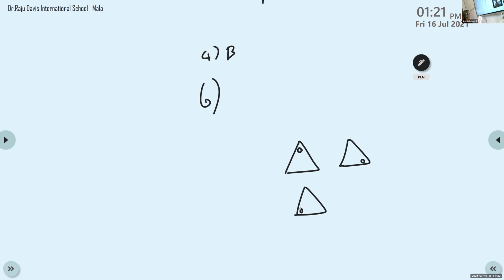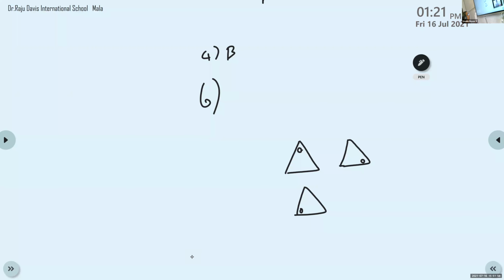What is symmetrical? Symmetrical means if you cut any figure into two parts along an axis, the two parts are identical. The two parts will be equal. For example, if you cut the letter C like this, the two parts are the same.